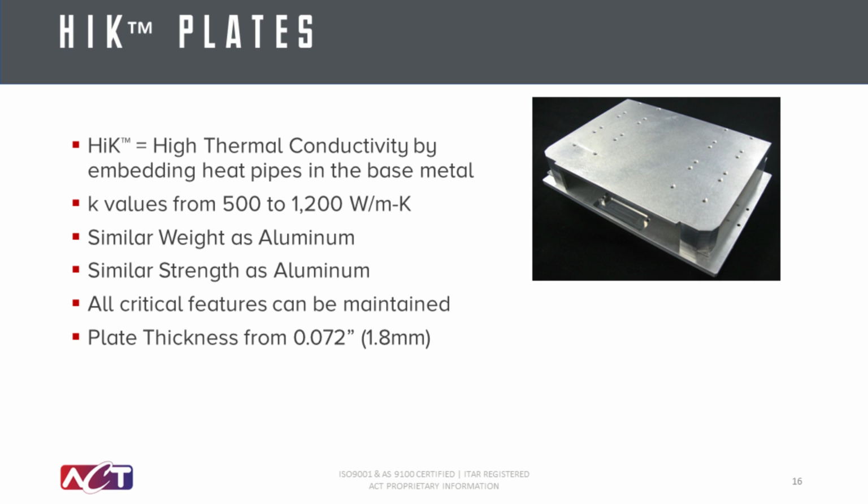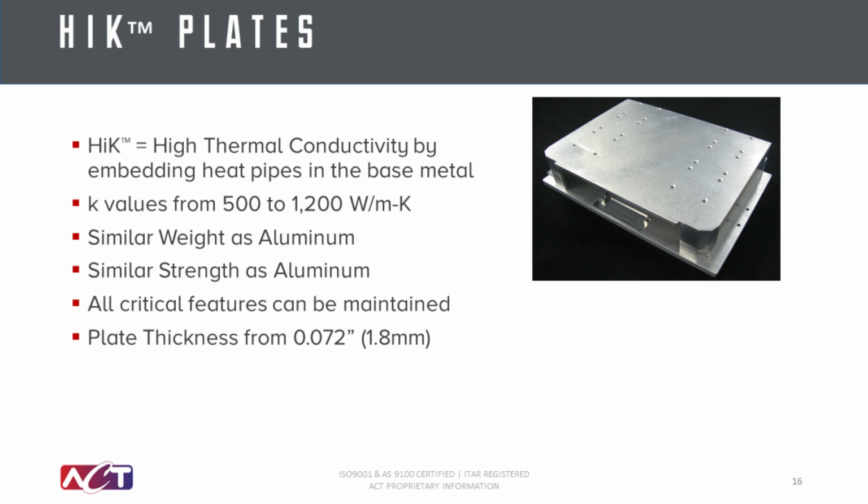High K plates are essentially where we take a base metal, such as aluminum, copper, magnesium, and we embed into it high thermal conductivity heat pipes. This gives us, for instance, an aluminum plate with embedded heat pipes that would have an effective conductivity somewhere between 500 and 1200 watt per meter Kelvin. That's double or triple that of copper with the same weight as aluminum and similar strength as aluminum.